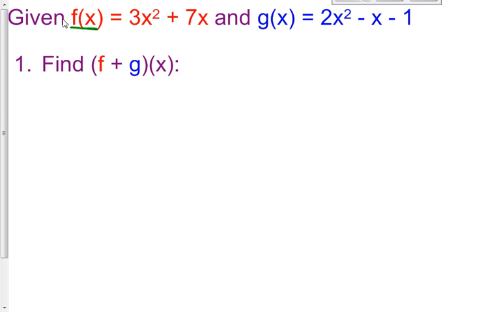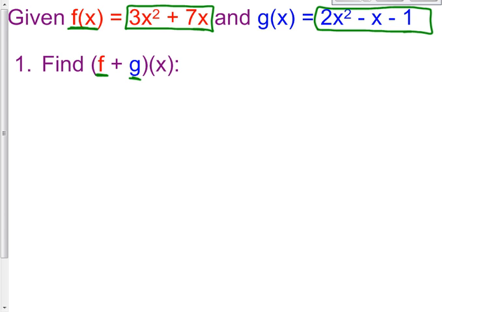So f of x, that means it's a function of x, equals 3x squared plus 7x. And g of x is 2x squared minus x plus 1. So number one, they're saying find f plus g of x. So f of x equals this, and g of x equals this. So find the sum of f of x and g of x. So all we have to do, class, is add up this plus this. So the notation can be the difficult part. The actual math behind it is quite simple.